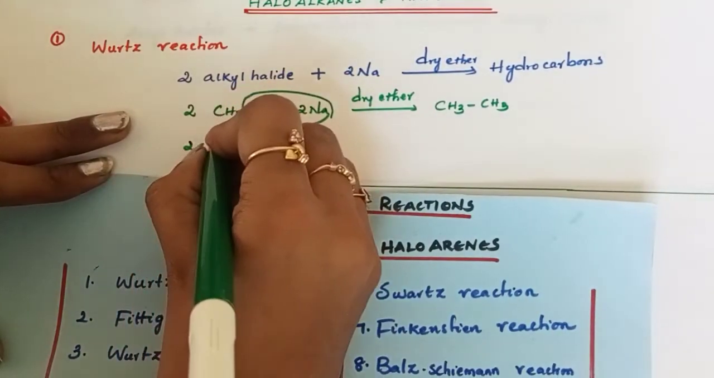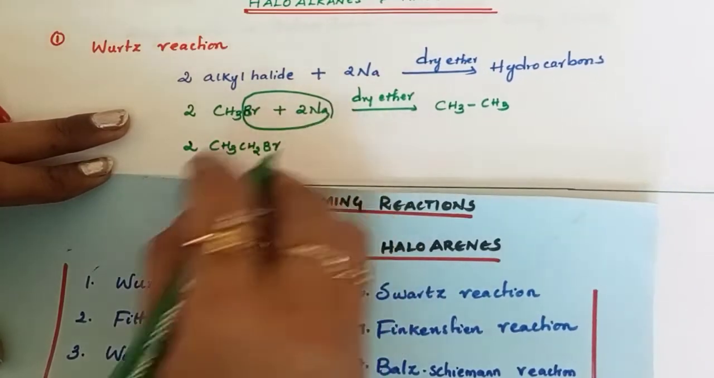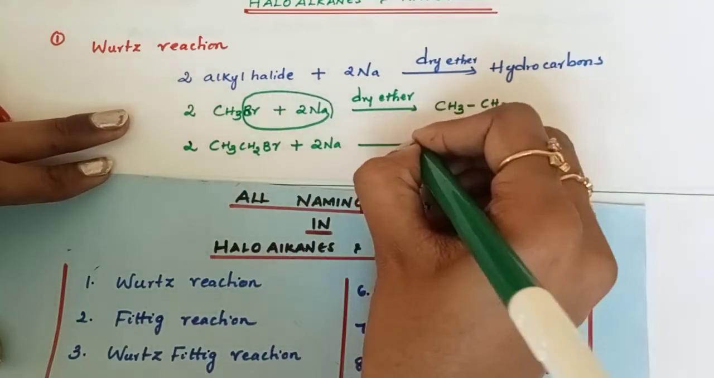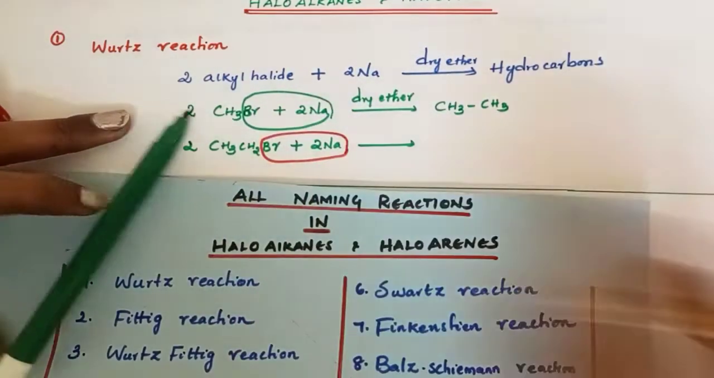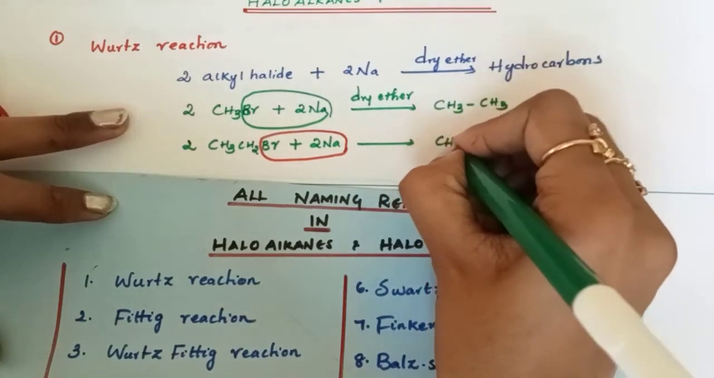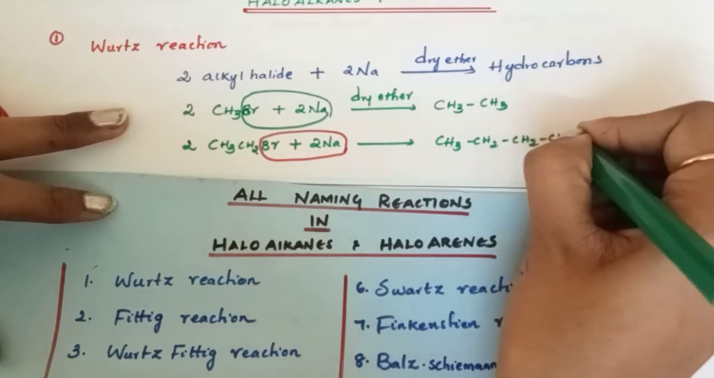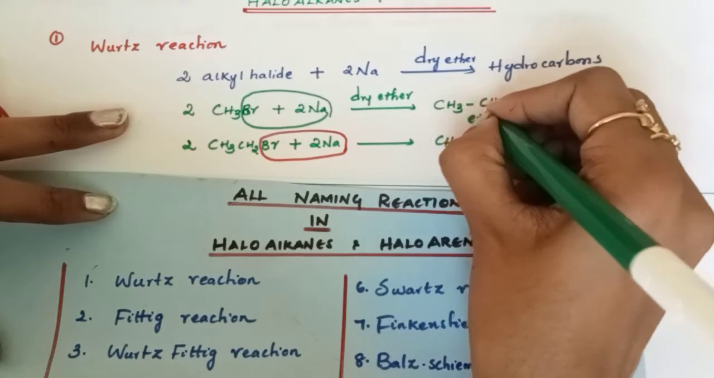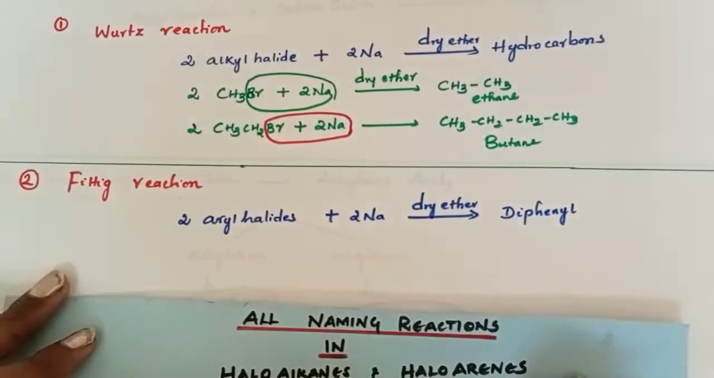See here, CH3CH2Br, two molecules of ethyl bromide which on reaction with sodium in the presence of dry ether. Here sodium bromide gets eliminated, so doubling the number of carbon, CH3CH2CH2CH3 which is butane. And the second reaction which is Fittig reaction.